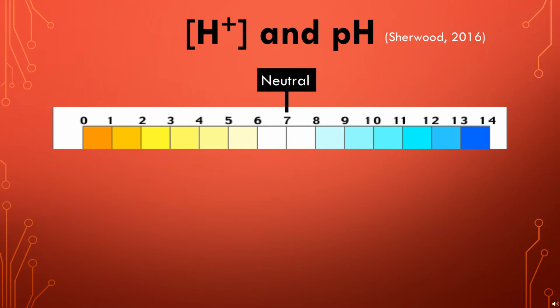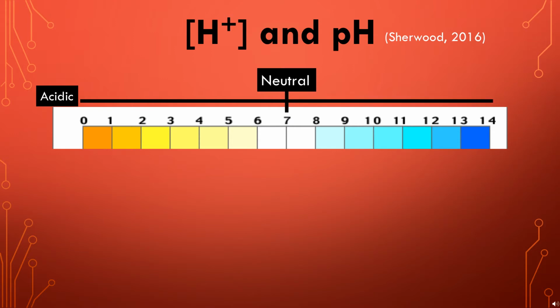When pH falls below a certain amount, 7.35 according to Sherwood, the solution is said to be acidic. When pH increases and goes above 7.45, the solution is then said to be more basic. To maintain a constant hydrogen ion concentration in the body fluids, there has to be an equal amount of input and output for hydrogen ions.